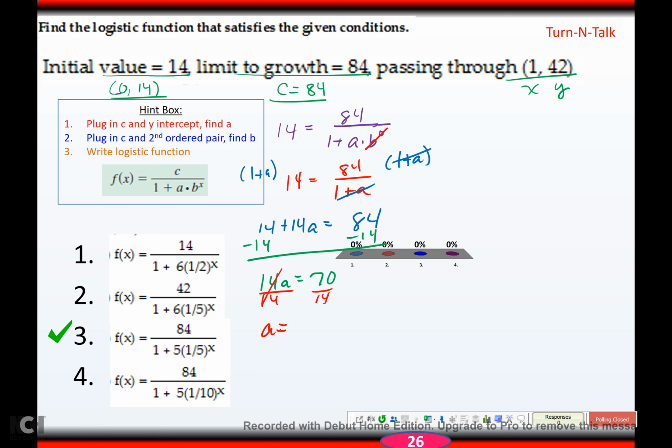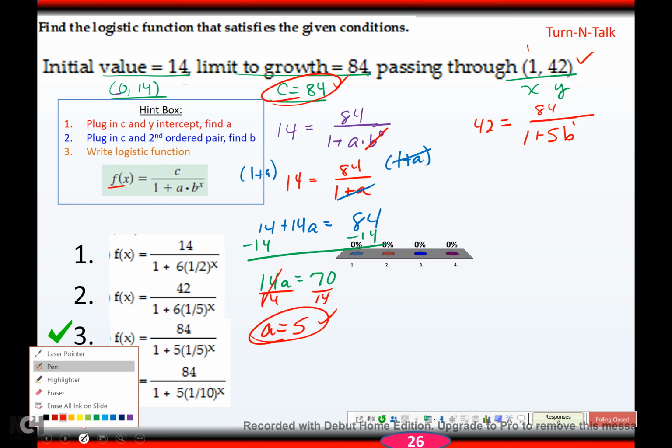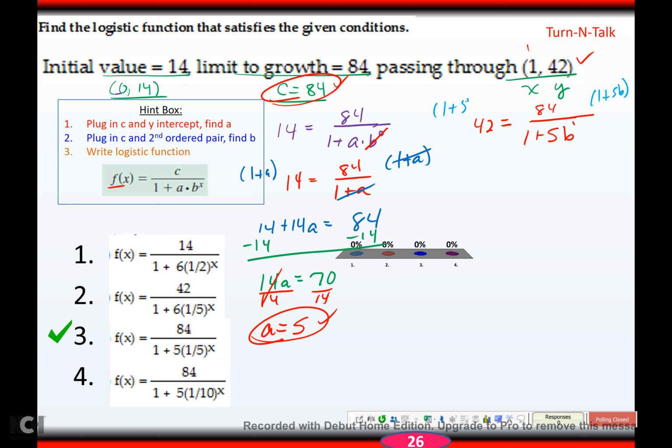So a equals 70 divided by 14, not minus, you get 5. So a equals 5, c equals 84. All I have to do is figure out b now, which is why they give me that other ordered pair. So now I'm going to plug in c, a, x, and y. I'll change y to 42 equals c, which is 84, over 1 plus a, which is 5, b to the first. Now to solve for b, I'm going to eliminate the fraction. So I'm going to multiply by 1 plus 5b on both sides.